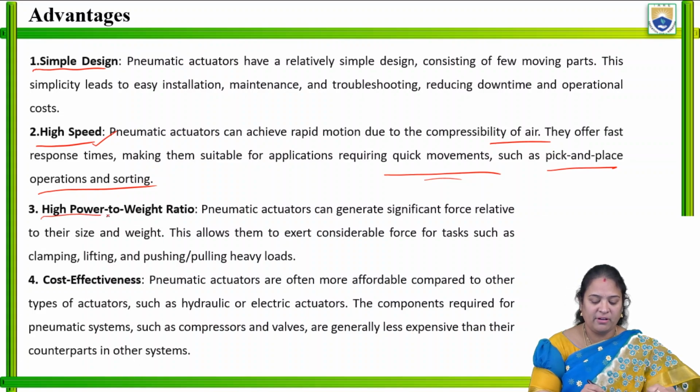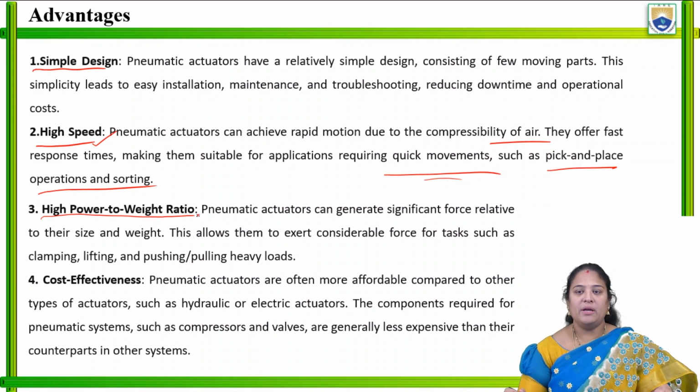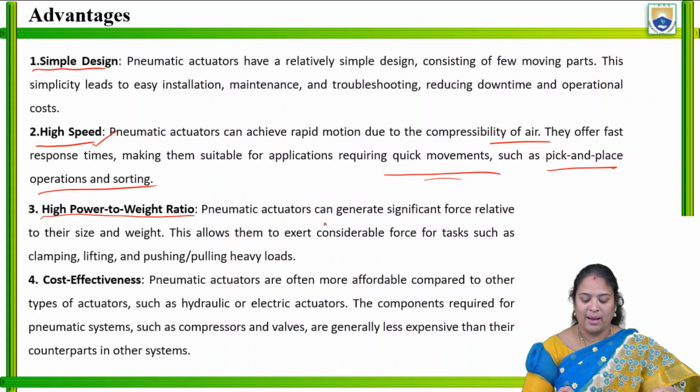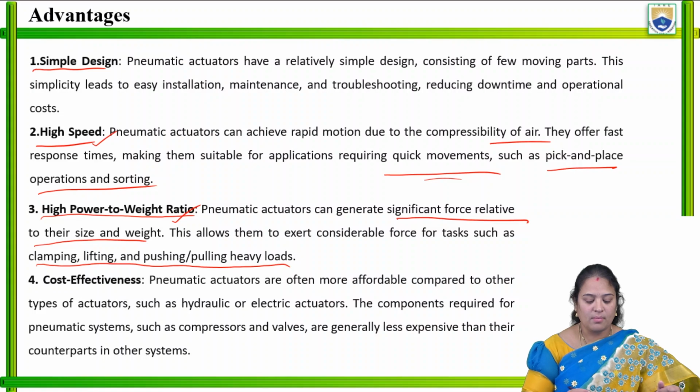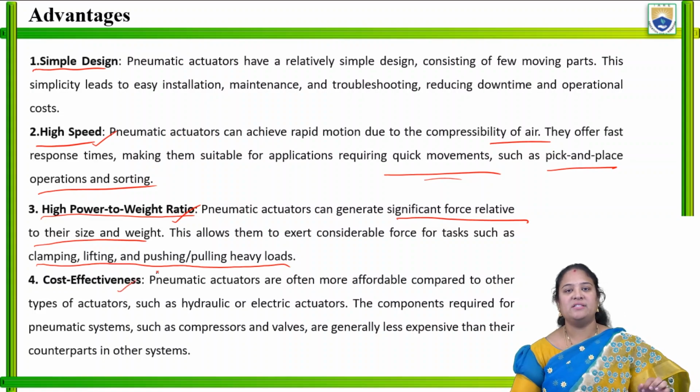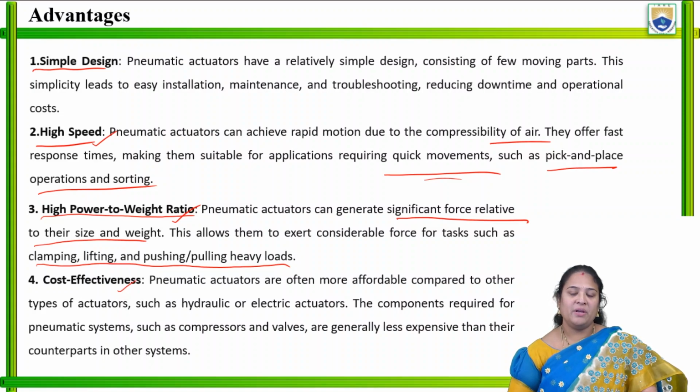Next, coming to the high power to weight ratio. As we all know, this particular type of pneumatic actuator generates significant force relative to its size and weight. So this is also one of the advantages, and generally it is used for clamping, lifting, pushing and pulling heavy loads. Due to its higher power, it is used for lifting and pushing heavy loads. Next, cost effective. As it is simple in design and construction, there is not much maintenance, and installation is also very easy, it is more cost effective. It is less expensive compared to other types of actuators.